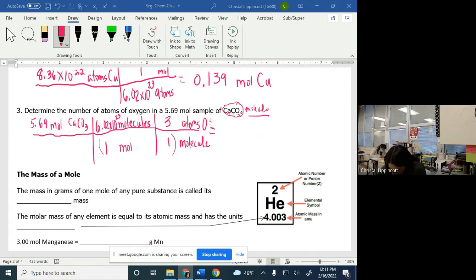All right, so when I do this, 5.69 times Avogadro's number times 3. So I ended up with this for my answer. I need 3 sig figs, so 1.03 times 10 to the 25th, and that's going to be atoms of oxygen. Okay. Did anybody not get that in their calculator when they multiplied this out?